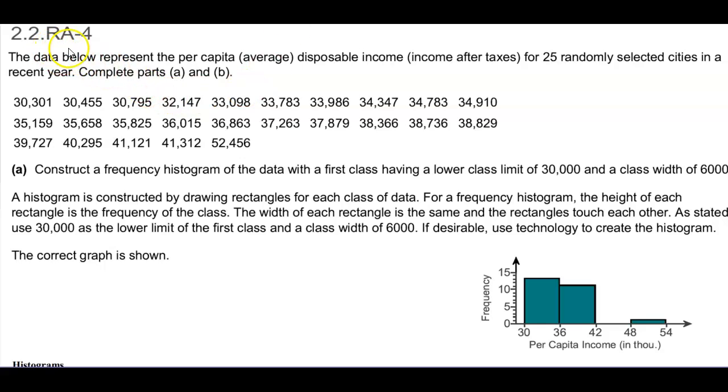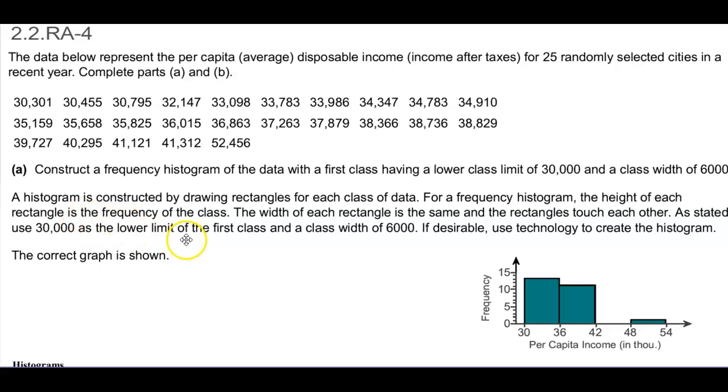Section 2.2.RA-4. The data below represent the per capita average disposable income after taxes for 25 randomly selected cities in a recent year, and we're going to complete part A and B. What we want to do is construct a frequency histogram of the data with a first class having a lower class limit of 30,000 and a class width of 6,000.